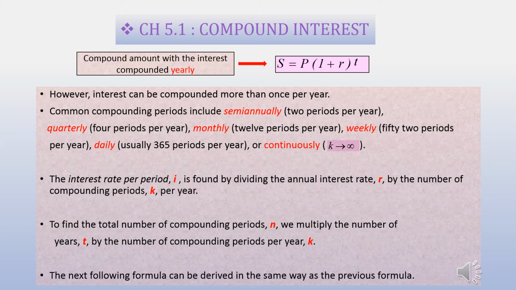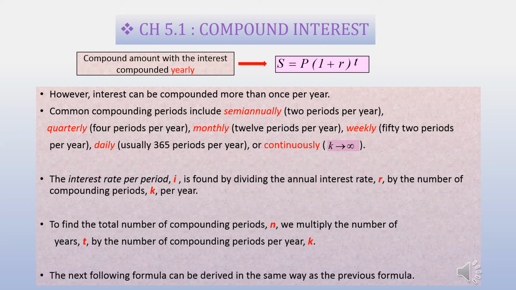Quarterly, 4 periods per year. It means the interest is calculated 4 times a year. Monthly, 12 periods per year. Weekly, 52 periods per year. Daily, usually 365 periods per year, or continuously. Continuously here means that the number of periods per year goes to infinity. So here the symbol of the number of periods per year is K, so K goes to infinity.